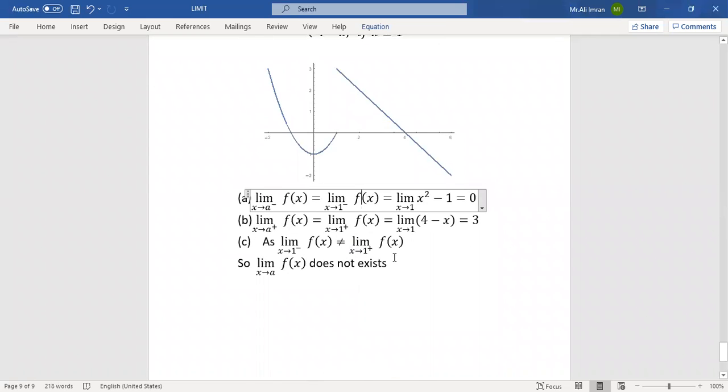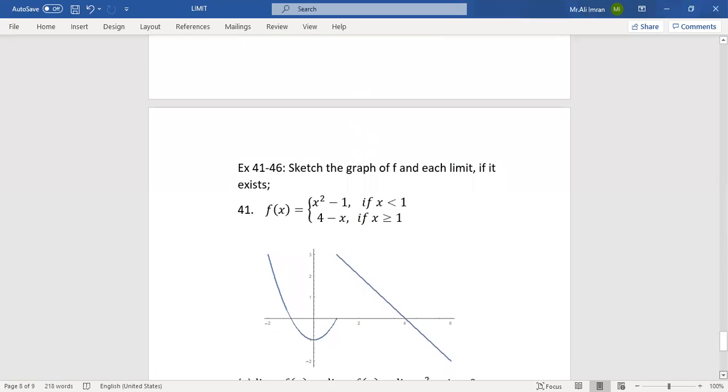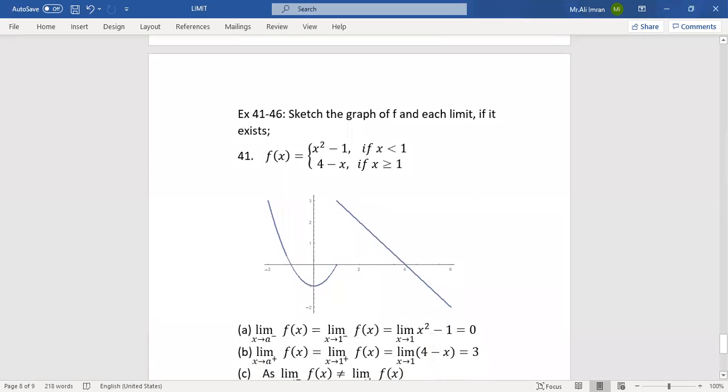Now I will solve another question. In this question, we have to plot as well: sketch the graph of f, and find each limit if it exists. f(x) is equal to x squared minus 1 if x is less than 1, and 4 minus x if x is greater than 1. This is the graph of our function, a piecewise function.